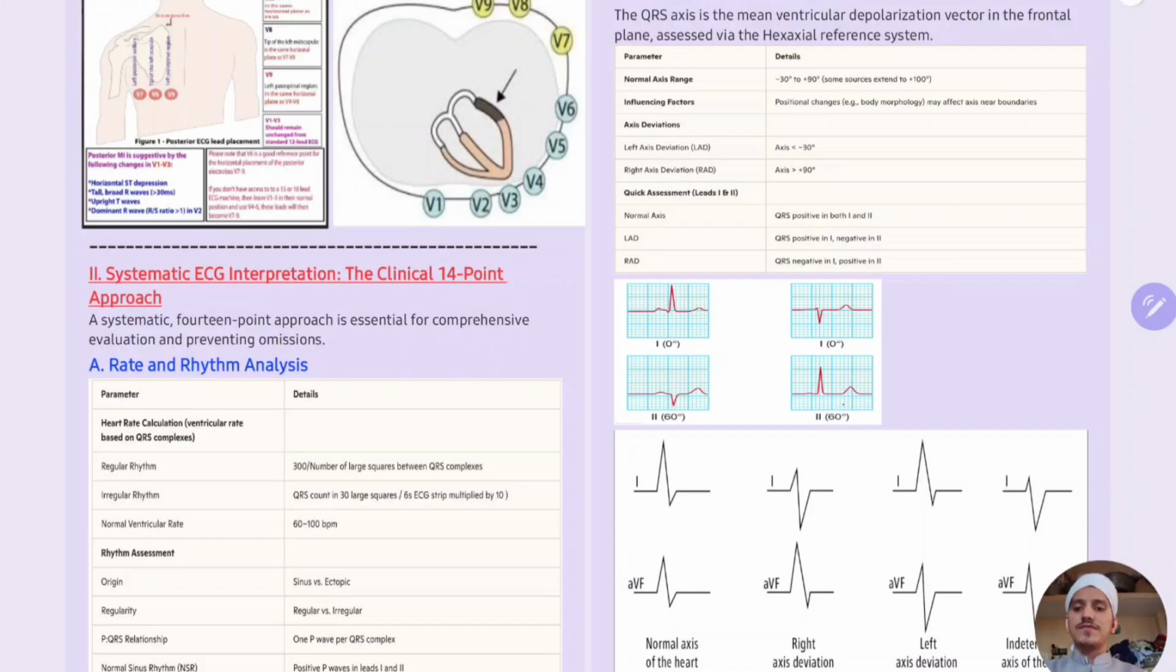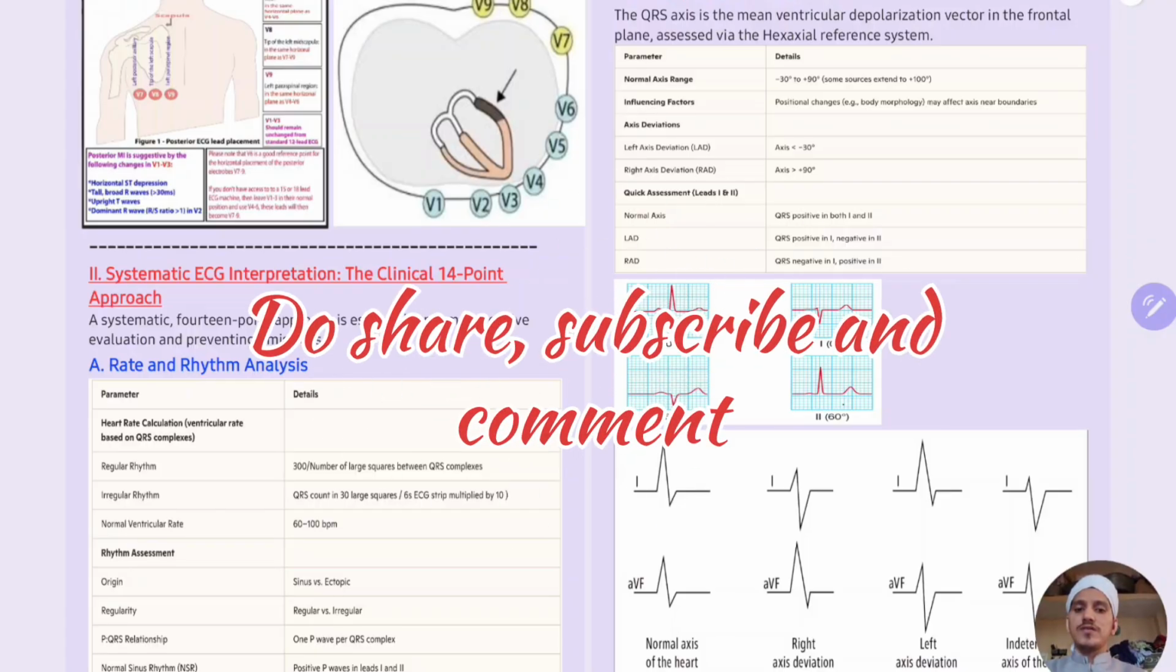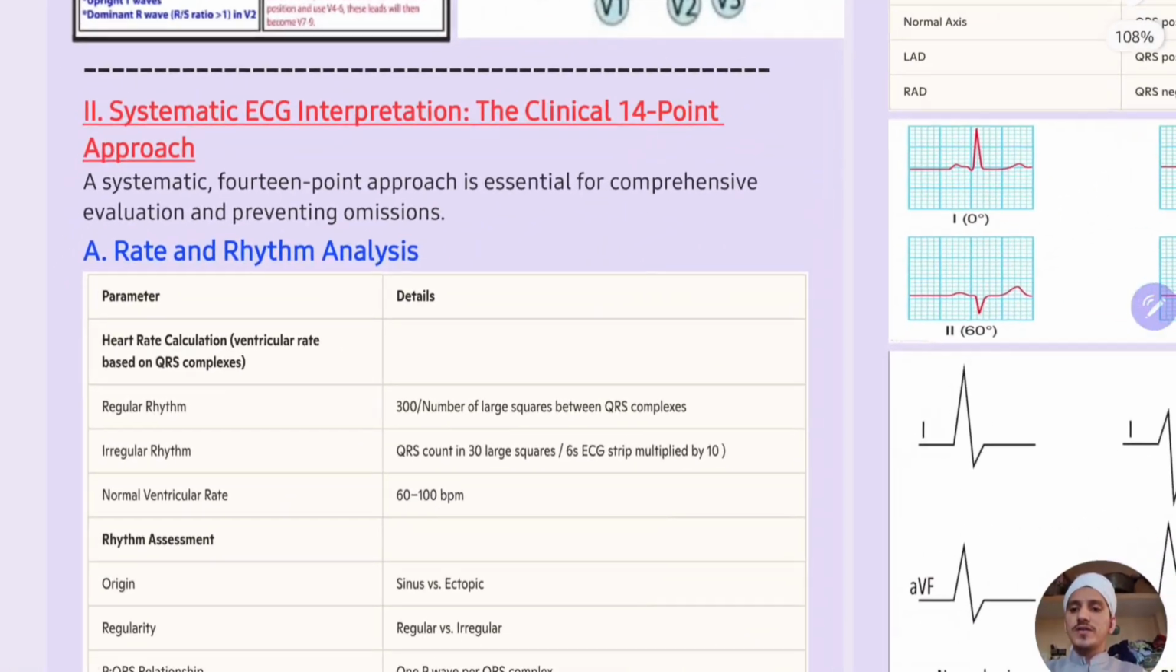In the previous video, we discussed the basics of ECG. From today onwards, we will learn how to systematically interpret an ECG. So let's begin with the name of Almighty.